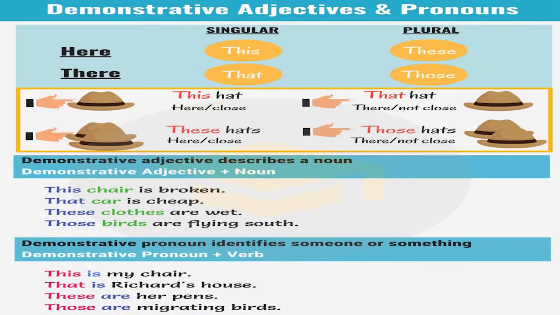A demonstrative adjective describes a noun and cannot stand alone. It needs a noun. It is always placed before a noun. For example, this chair is broken. Here, this is the demonstrative adjective which is placed before the noun chair, whereas the demonstrative pronoun identifies a particular person, animal, or thing. Also, it is not placed before a noun. For example, this is my chair. Here, the demonstrative pronoun is followed by the helping verb is.